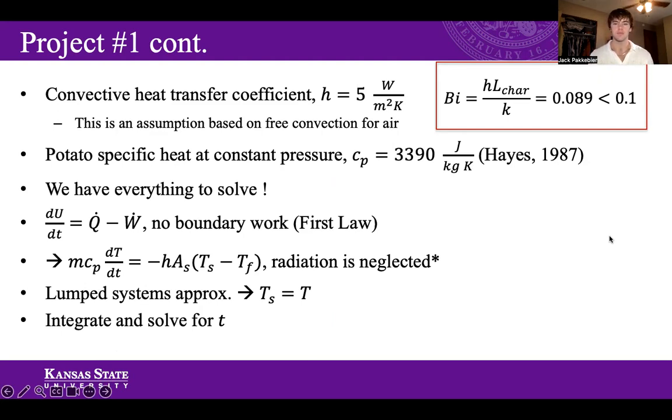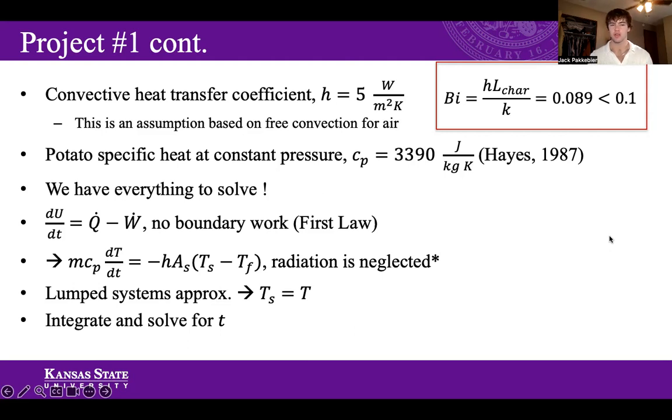Looking at this, this is an assumption based off free convection of air, where I set h equal to 5 watts per meter squared Kelvin. I think this is reasonable, however it could be slightly higher or lower. Generally, this is for free convection, and around 5, based off everything I've looked up, is reasonable. I also got the potato specific heat at constant pressure, listed here, from another reference, Hayes. So with all this, we have everything to solve for part one.